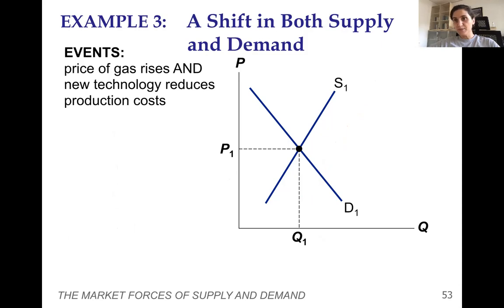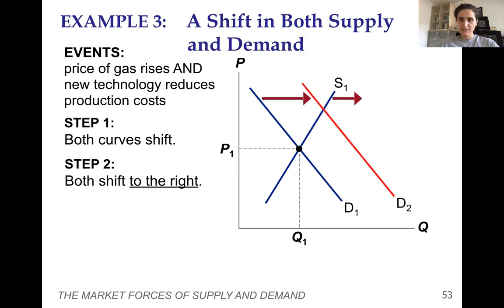If both of them shift, so the price of gas rises and new technology reduces the production cost, then both curves will shift. You are going to have demand shift right and supply shift right. Then what will happen?